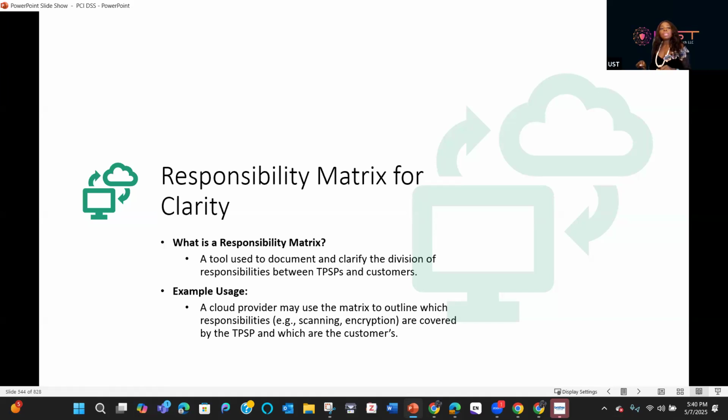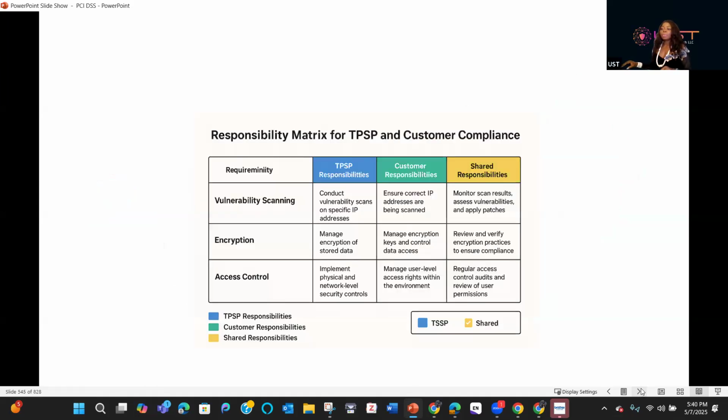If they are scanning, who is performing the scan? If it has to do with encryption, who is conducting that encryption? Who is encrypting the data? Who is managing it? So we need to be able to have all these shared responsibilities and understand what I'm doing, what you're doing. That way we can better come together, protect users' data, and also be in compliance with PCI DSS. For example, user requirement, vendor responsibility, customer, and shared.